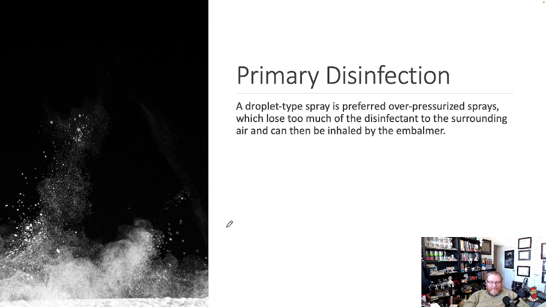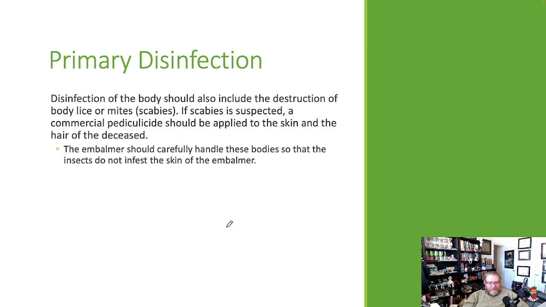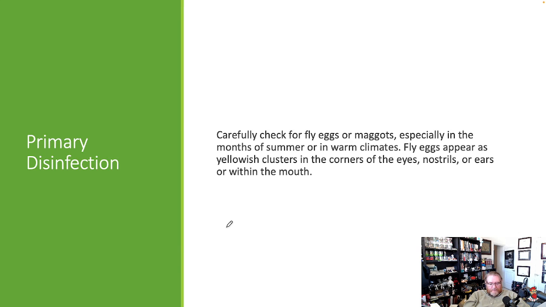A droplet type spray is preferred over pressurized sprays, which lose too much of the disinfectant to the surrounding air and can be inhaled by the embalmer. Disinfection of the body should also include the destruction of body lice or mites. If scabies is suspected, a commercial pediculicide should be applied to the skin and hair of the deceased. The embalmer should carefully handle these bodies so that the insects do not infest the skin of the embalmer.